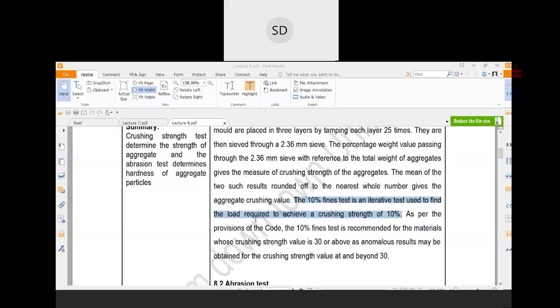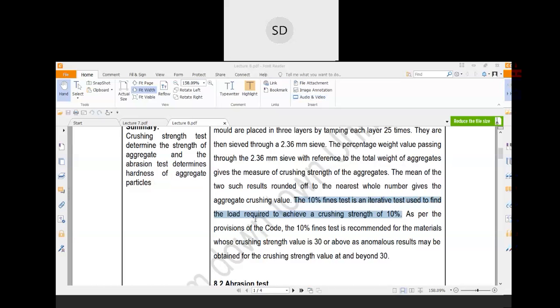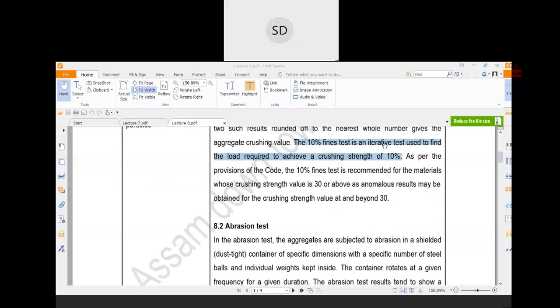So I think it is clear. Let us discuss the abrasion test. You know about the abrasion test. In our lab, whatever abrasion testing was there, that test is basically the Deval abrasion test.